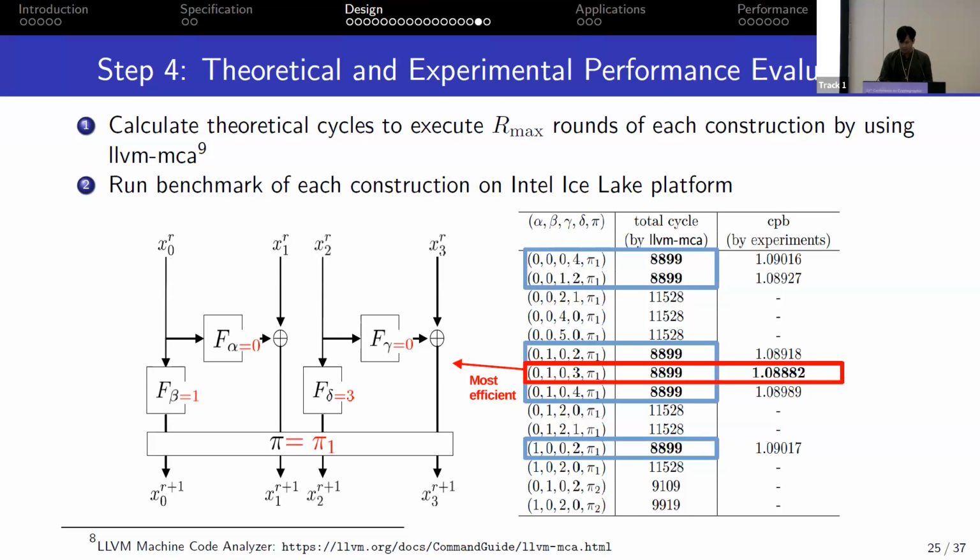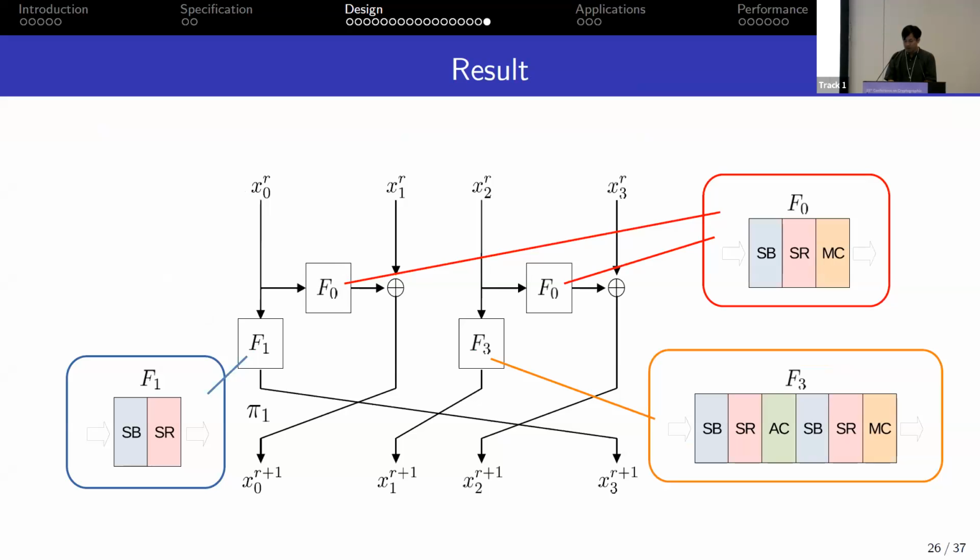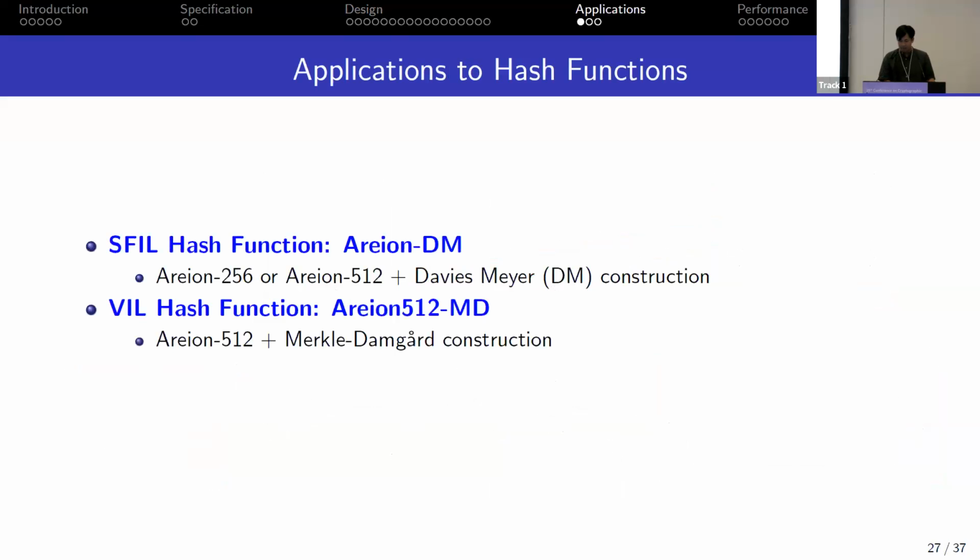In step 4, we calculate the theoretical cycles to execute the Rmax rounds of each construction by using LLVM-MCA and run a benchmark of each construction on an Intel platform. And we obtained the most efficient permutation, and thus we selected it as Arayon 512. This is the permutation we obtained.